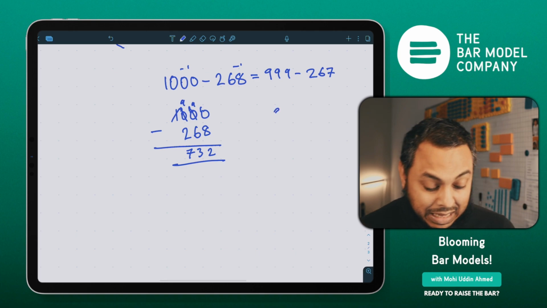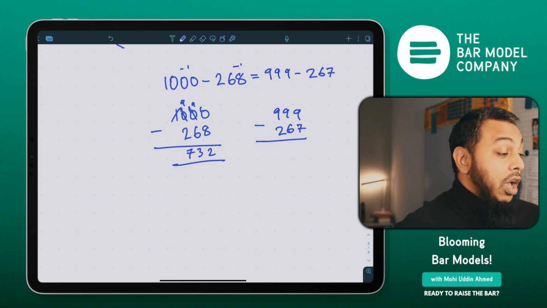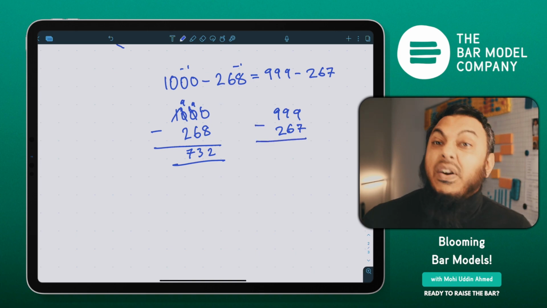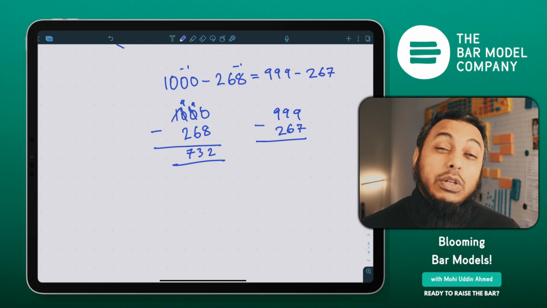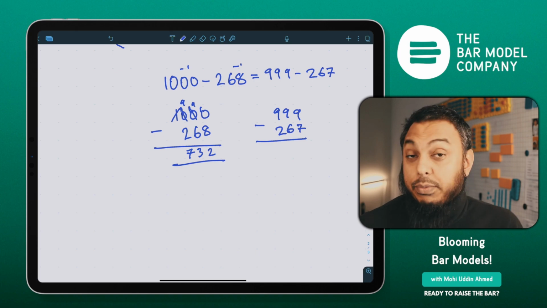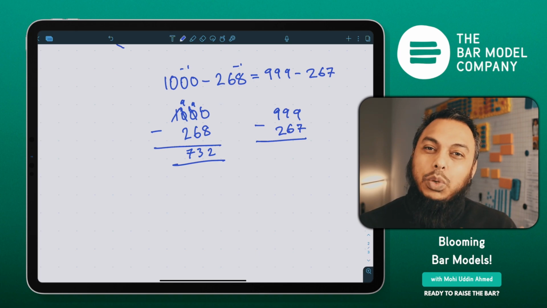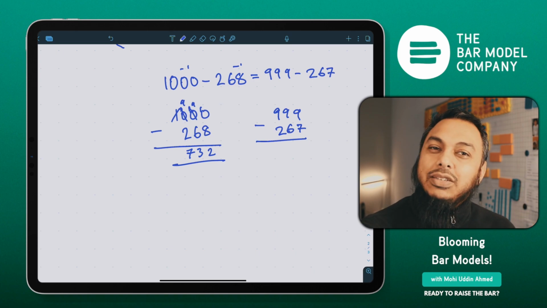And so that 999 take away 267 is going to be a much more efficient, quicker way of finding the answer to 1,000 take away 268. But that requires a lot of confidence from the teacher to be able to produce that lesson where children can see that the difference doesn't change.